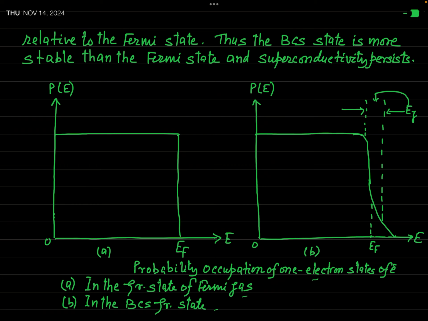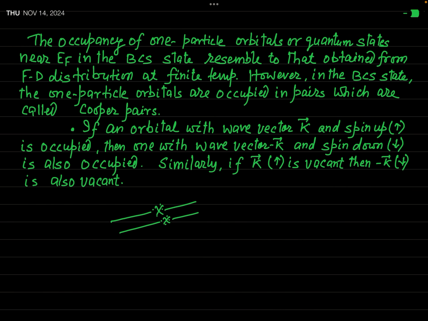If an orbital with wave vector k and spin up is occupied, as I have written here, then one with wave vector minus k and spin down will also be occupied. Likewise, if k up is vacant, then minus k down will also be vacant. So these ideas we get from the BCS theory.